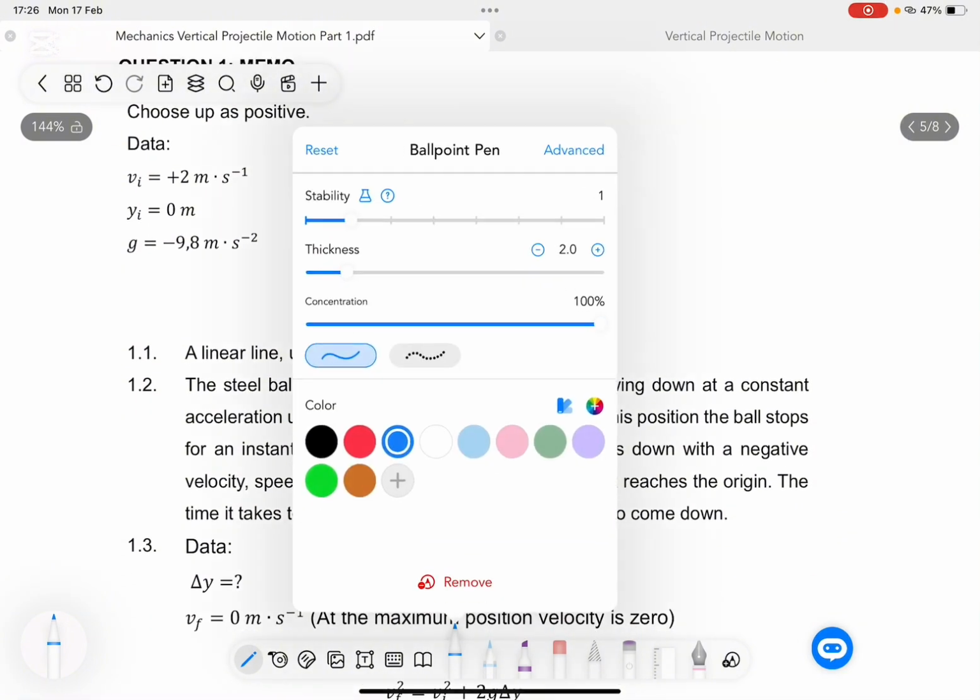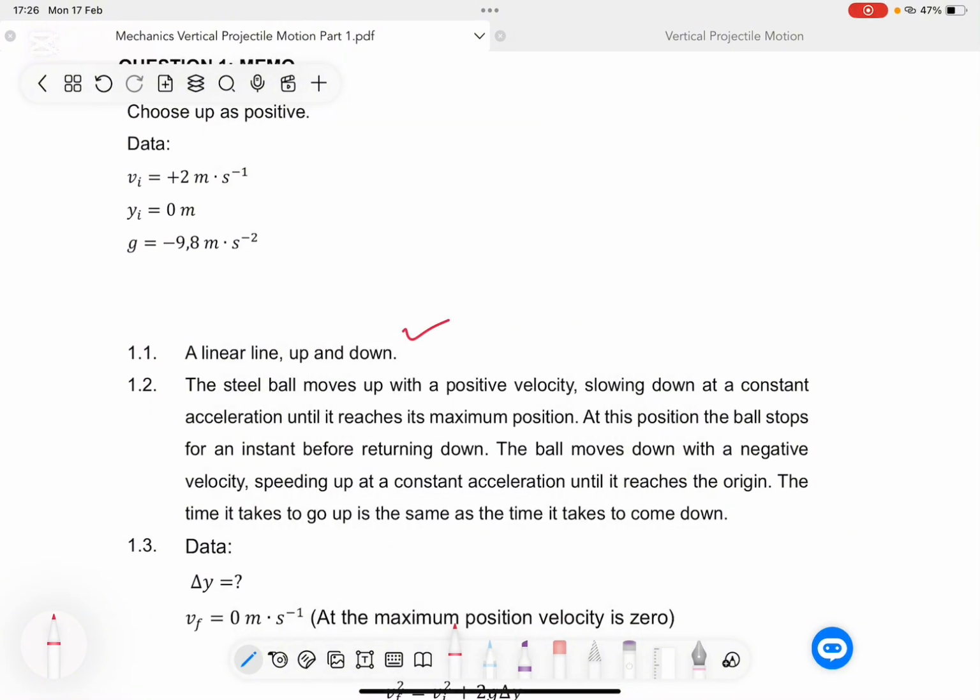So here we're saying that the steel ball moves up with a positive velocity, slowing down at a constant acceleration until the maximum height. All this will give you 1 mark, because basically saying it's going up, slowing down at a constant rate. Now they have attached direction here because already we chose up as positive. All right, so just to put in the meat when you do your description there.